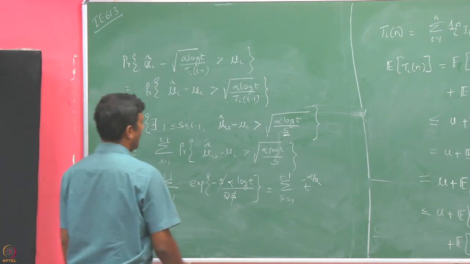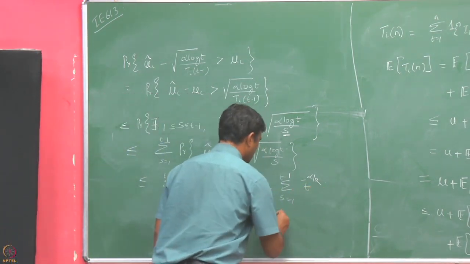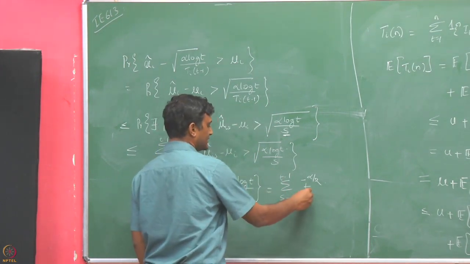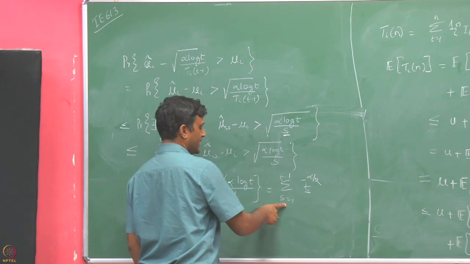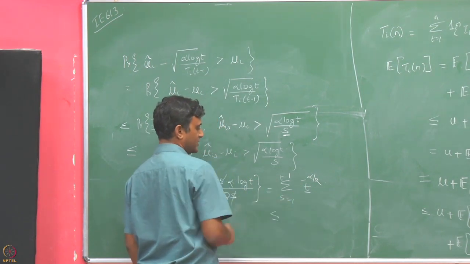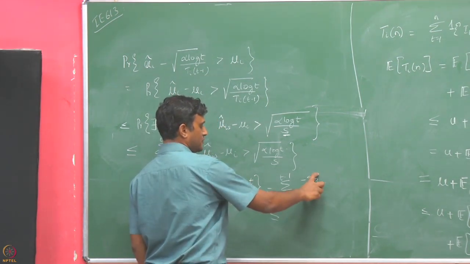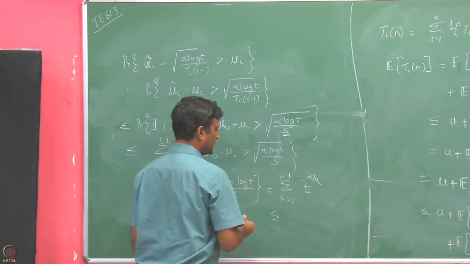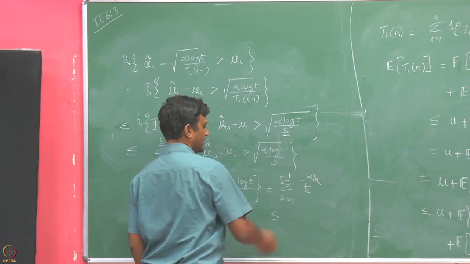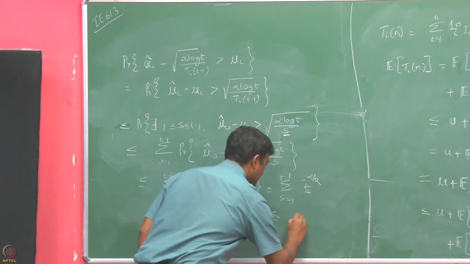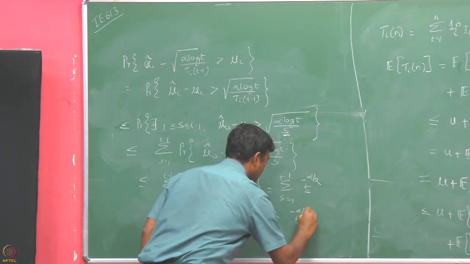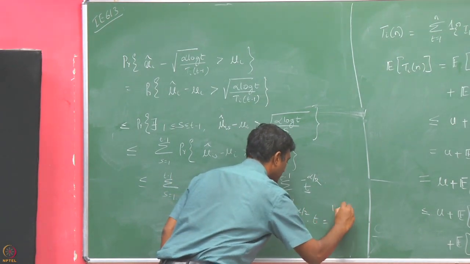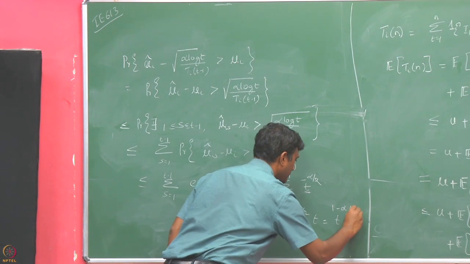This I could further simplify. The running variable here is s from 1 to t minus 1, and the term does not depend on s, so this term gets added t minus 1 times. I will just add this term for t number of rounds, and I will get t to the power minus alpha by 2 times t. This will give me t to the power 1 minus alpha by 2.